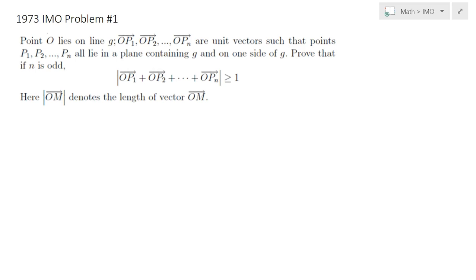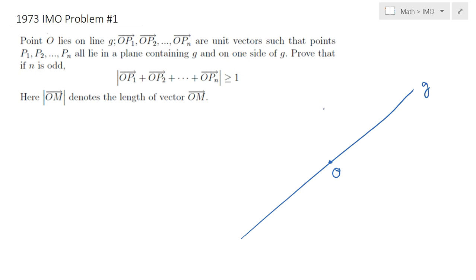Hello everybody, in this lecture we will be solving 1973 IMO problem number 1. Here is a view of this problem. Point O lies on line G, here is our line, and point O on it. And we are also told that OP1, OP2, OP sub n are unit vectors such that the points P1 through Pn all lie in the same plane containing G and on one side of G.